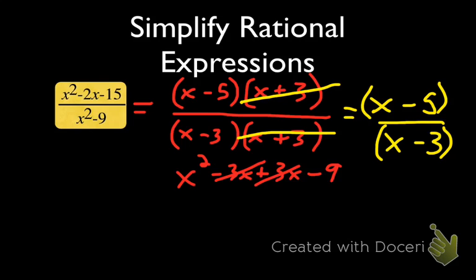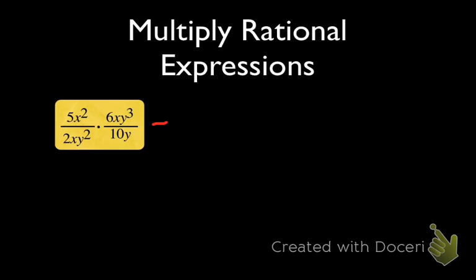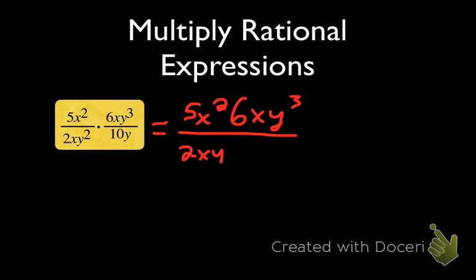I cannot cancel. So what this becomes is 5x squared times 6xy cubed, all divided by 2xy squared times 10y. Occasionally you will see me say, hey, let's use the magic eraser and just make this one solid line here. And that's the same thing.